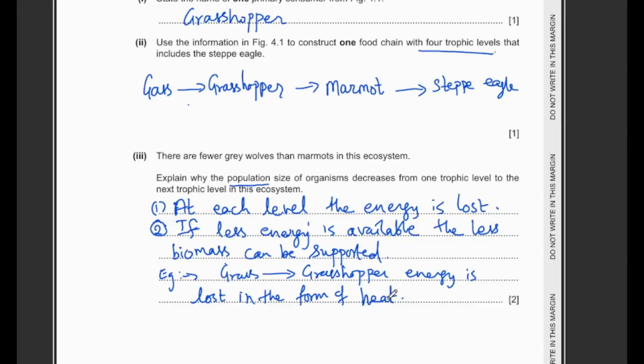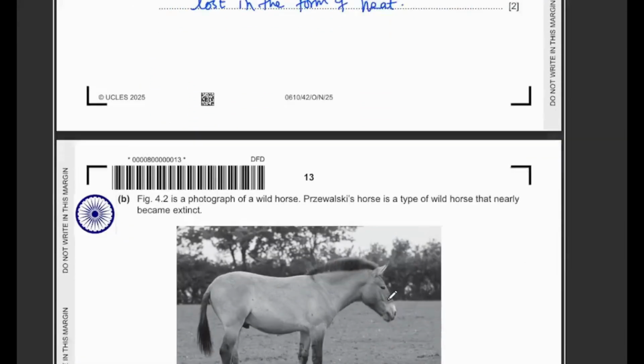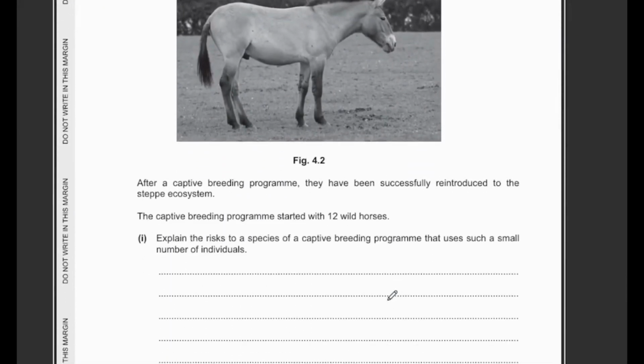Why does the population size decrease? Because energy is lost, and according to the 10% law, if you remember, only 10% of energy is moved to the next trophic level, and the rest 90% is lost in the environment for the various metabolic activities, due to which, if less energy is available, less biomass can be supported there. Okay, fine. Moving to the next question here.